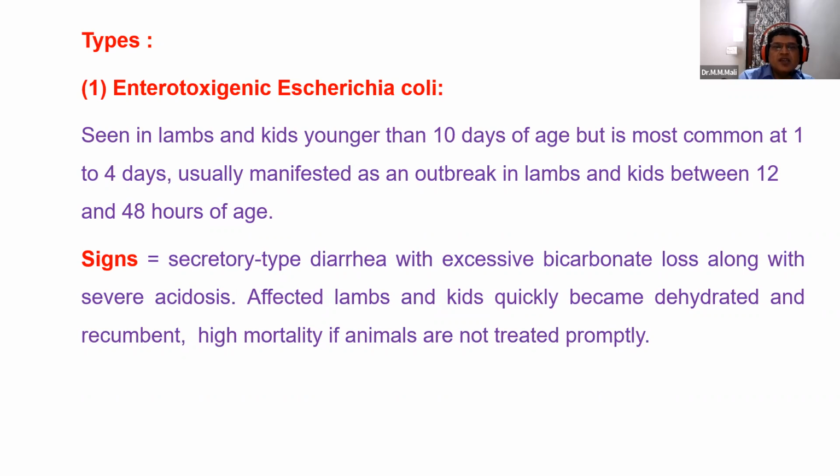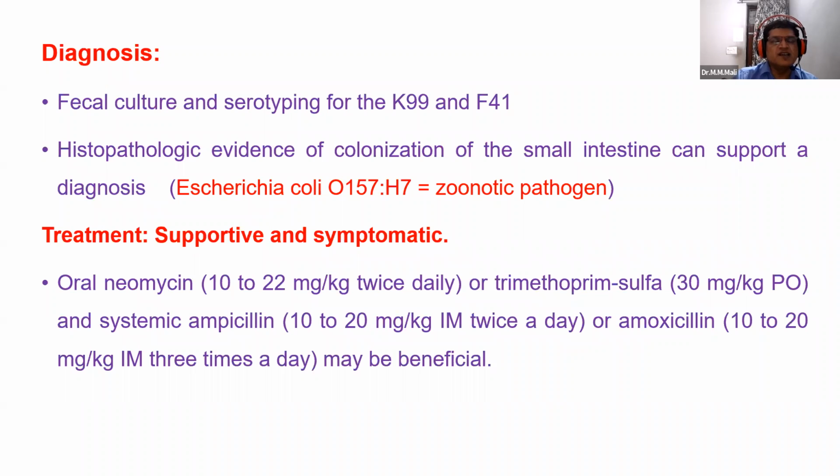And this E. coli infection, or colibacillosis, is a very common condition encountered in field conditions. The signs of this E. coli infection are always secretory type diarrhea with excessive bicarbonate loss along with severe acidosis. So the affected lambs and kids quickly become dehydrated and recumbent and cause high mortality if animals are not treated promptly.